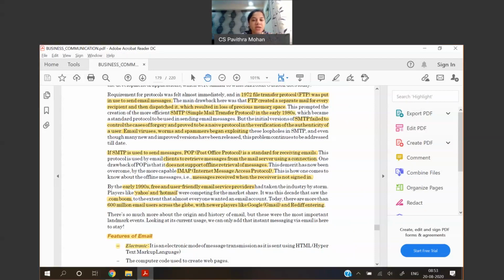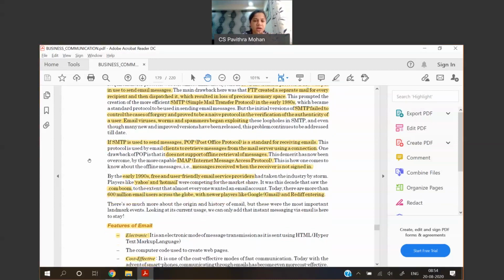SMTP, the Simple Mail Transfer Protocol, came in early 1980, but this failed to control cases of forgery, because multiple records were being completed, and the protocol had no verification of the authenticity of the user. So it became very difficult for us because duplication became too much. Duplication couldn't be controlled even with the invention of SMTP. This also resulted in email viruses, worms, and spammers exploiting it. So it started giving way for viruses and worms and all these things.